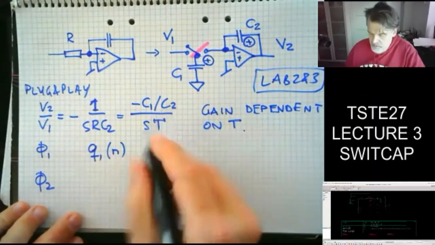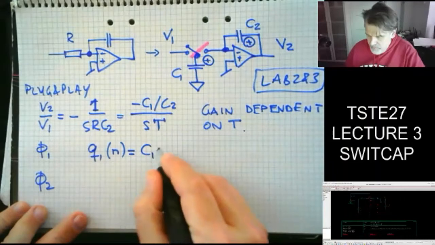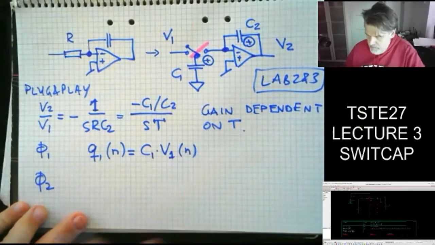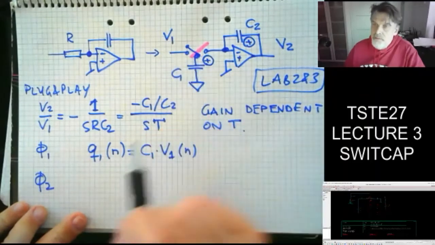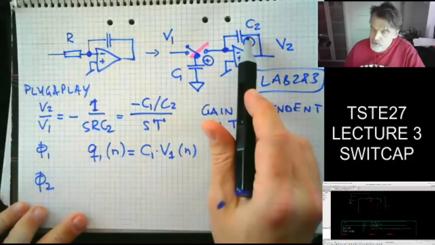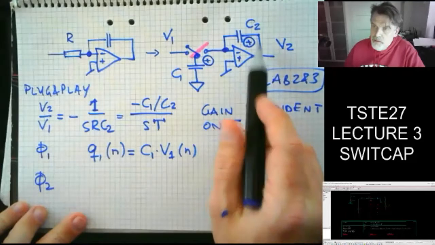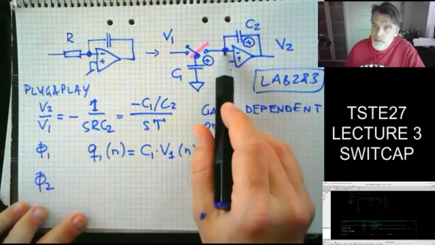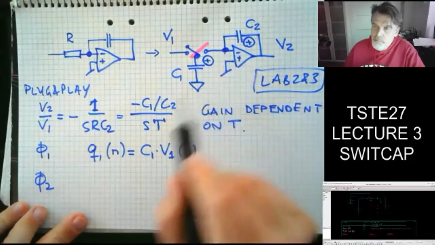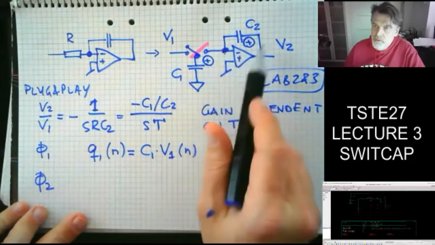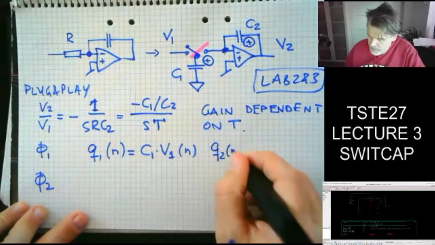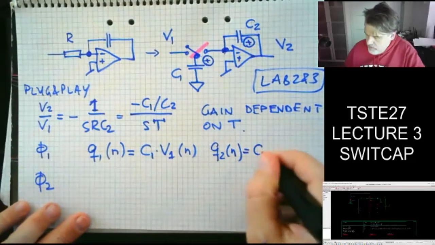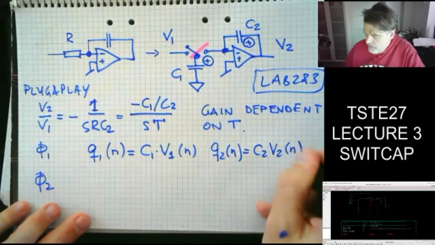So Q1 of N is simply going to be C1 times V1 of N. So I connect my V1 to the positive plate of the capacitor. What about Q2? Well, that's going to be the charge on C2. I know that's virtual ground due to the op-amp operation, so that's going to be 0 volts. So I know now that Q2 of N is equal to C2 times V2 of N.